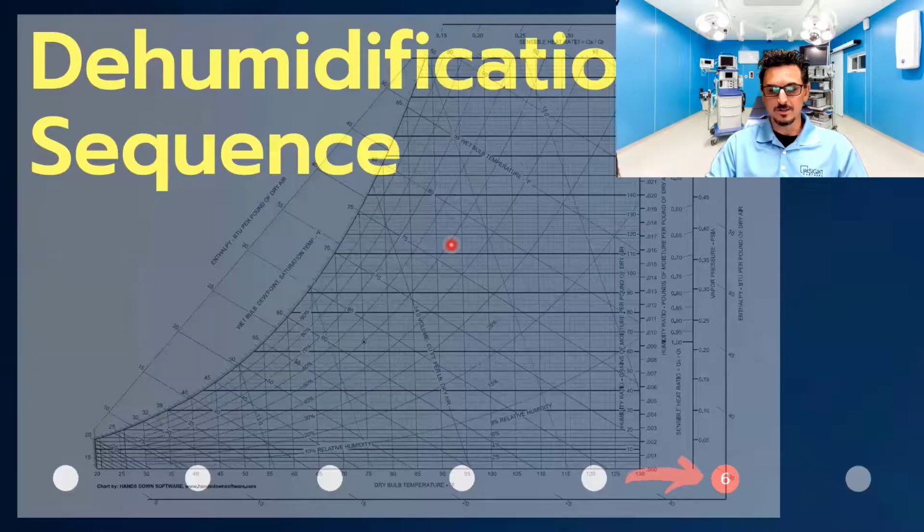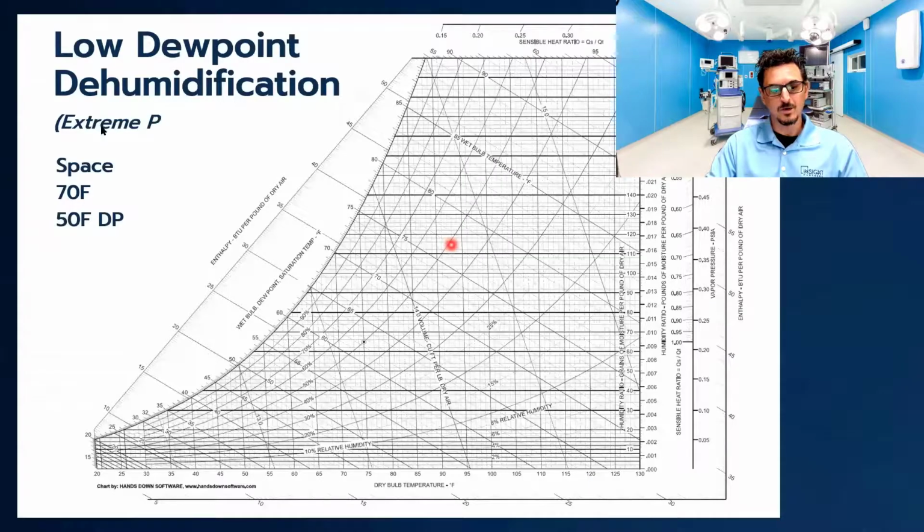So the dehumidification sequence, I kind of plotted this out on a cycle chart. Low dewpoint dehumidification, this would be what I call an extreme part load situation, because I want to show you the reheat and then some auxiliary reheat that may be required. So let's say we have a space at 70 degrees and 50% dew point. I didn't mean to click that yet. We have a space at 70 degrees, 50% dew point. Okay, that's our design objective.